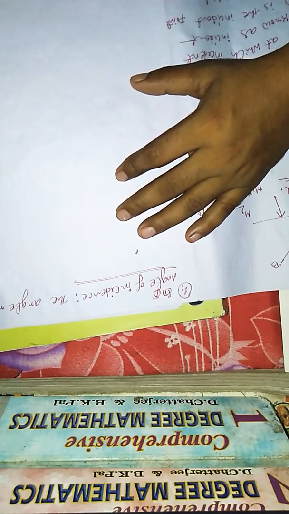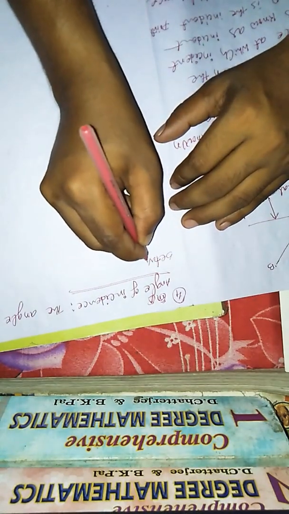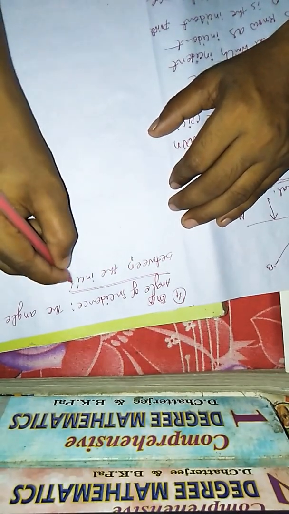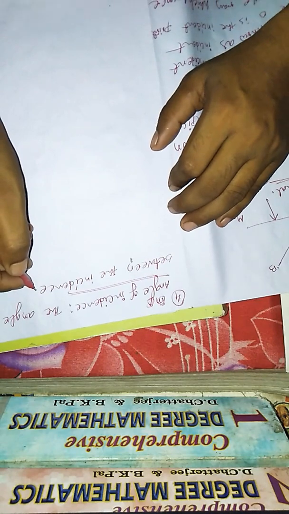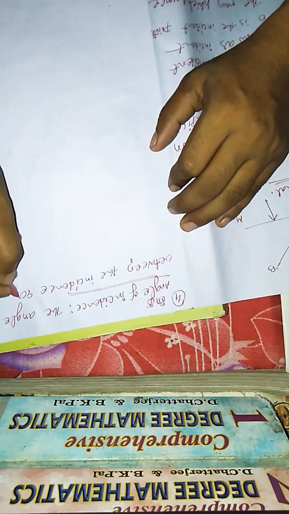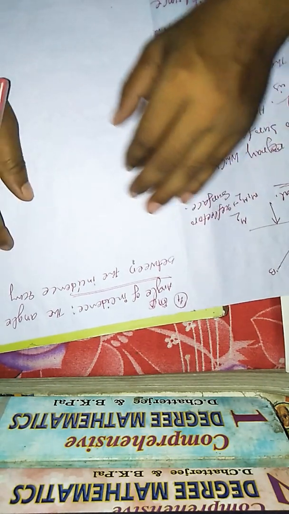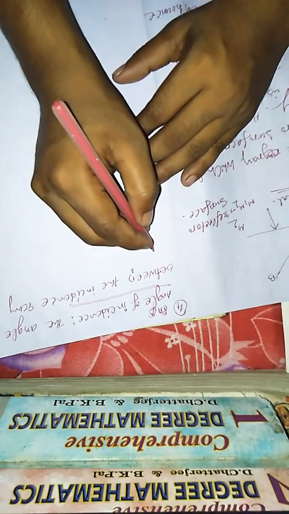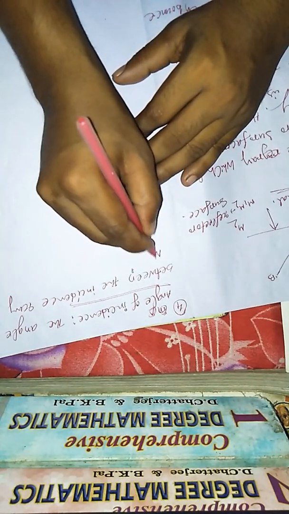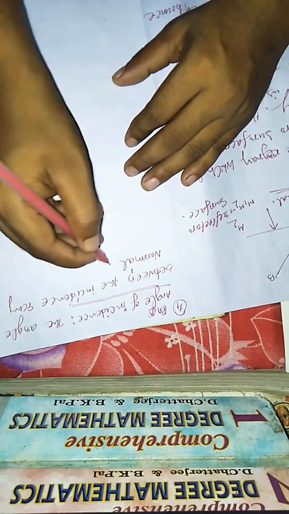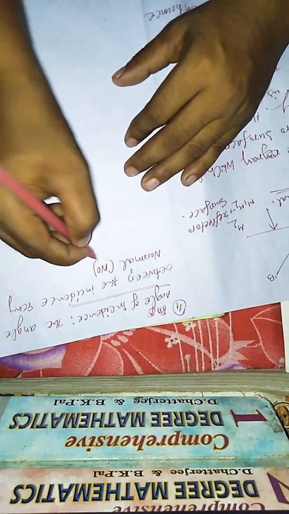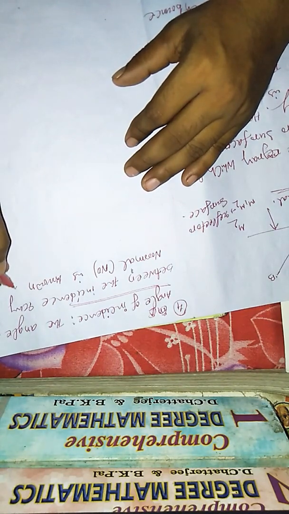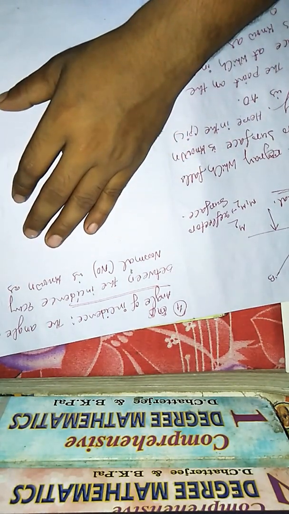The angle made between the incident ray AO and the normal NO is known as the angle of incidence.